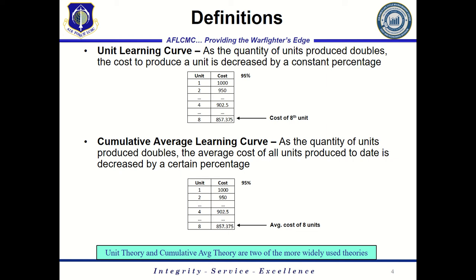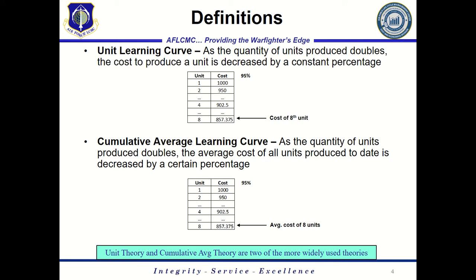As you see, when we go from 1 to 2, which is a doubling of the units, we've got a reduction by 5%. So the unit 2 costs 95% of unit 1. Similarly, you see unit 4 costs 95% of unit 2, and unit 8 costs 95% of unit 4. So as the quantity doubles, the price steps down by that constant percentage.